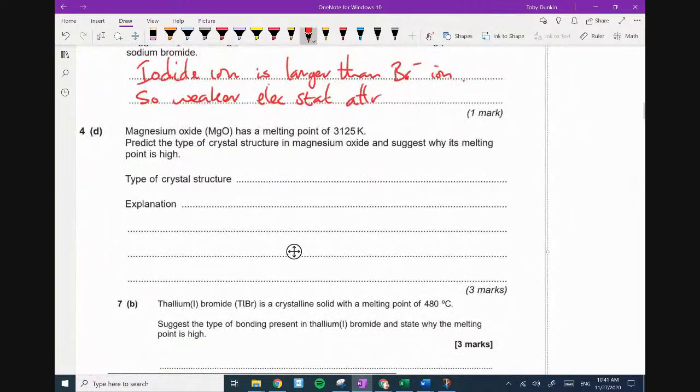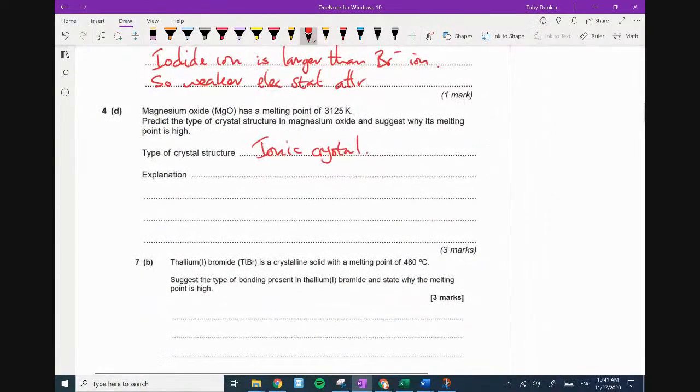Magnesium oxide has a high melting point. Predict the crystal type. It's an ionic crystal. It's nice to see the crystal word there, crystal type. Suggest why its melting point is so high.